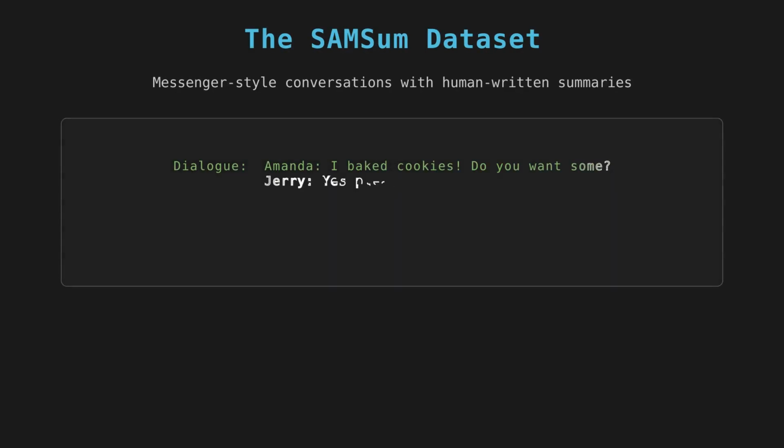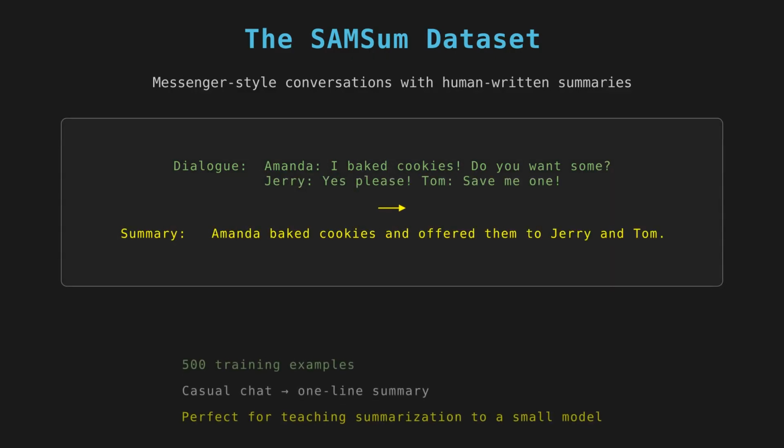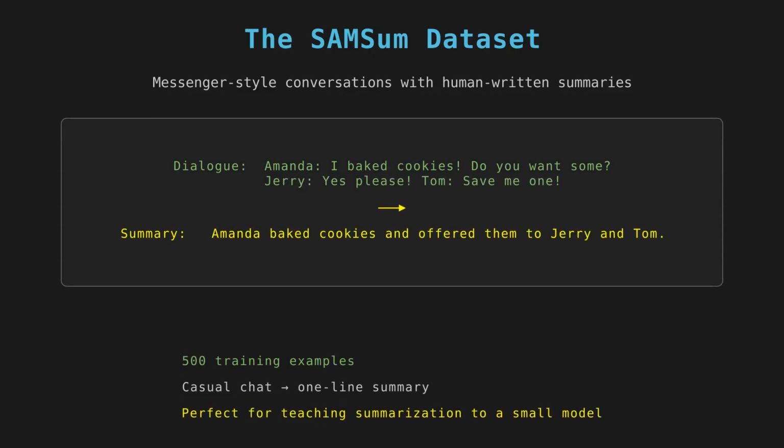We are using the SAMSum dataset. SAMSum contains real messenger-style conversations, casual chats between friends, paired with human-written one-line summaries. 500 training examples. Each one teaches the model to compress a dialogue into a single sentence. For example, Amanda offers cookies, Jerry says yes, Tom asks for one, and the summary captures exactly that in one line. This is the data that will teach FLAN-T5 how to summarize conversations.